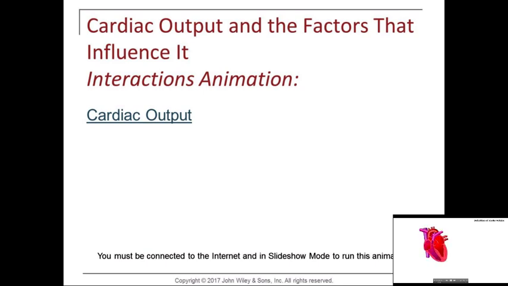Stroke volume is directly correlated with cardiac output. The greater the stroke volume, the greater the cardiac output. Stroke volume represents the difference in the amount of blood between the volume in the ventricles at the end of diastole and the volume after systole. Three factors increase stroke volume: increased preload, increased contractility, and decreased afterload.